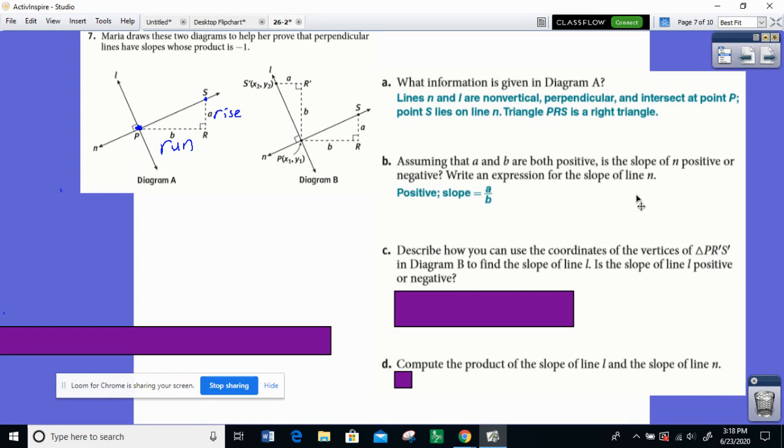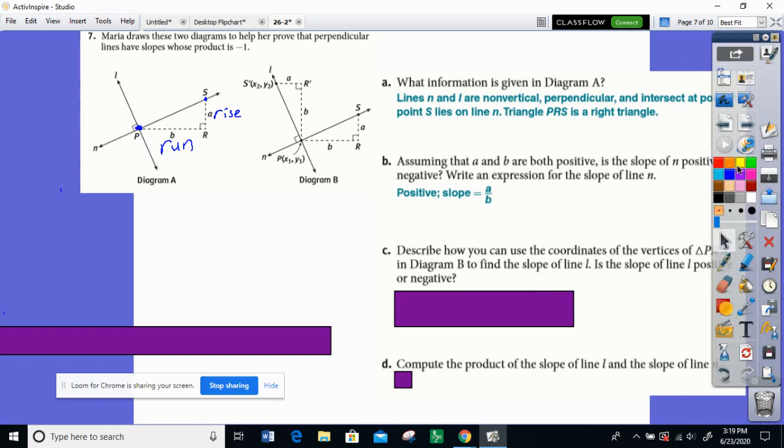So part C is saying, describe how you can use the coordinates of the vertices of triangle P, R prime, S prime in diagram B to find the slope of line L. So now line L is going this way.